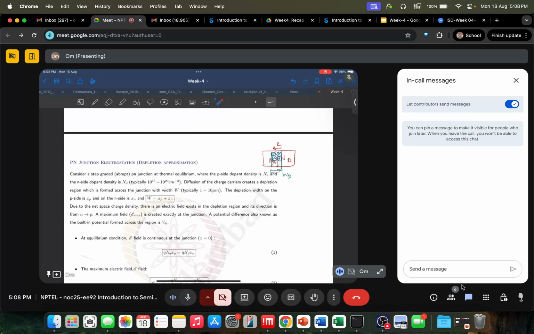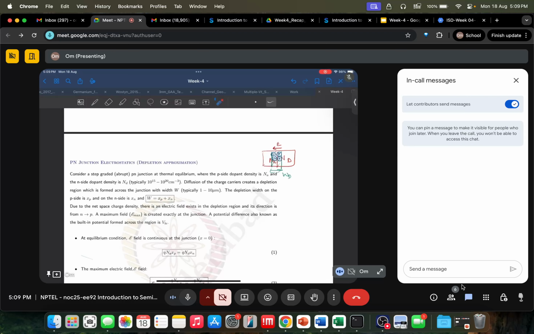The maximum field E max is created exactly at the junction, so exactly at this middle junction, the electric field will be highest. A potential difference known as the built-in potential is formed across the region. So due to this electric field, there is a potential difference between this point and this point across the junction, and this potential difference is VBI, the built-in potential.